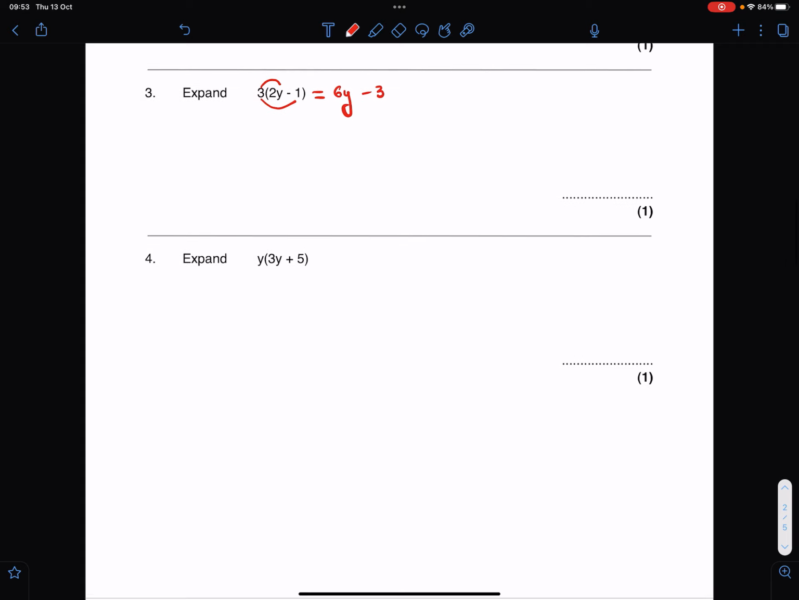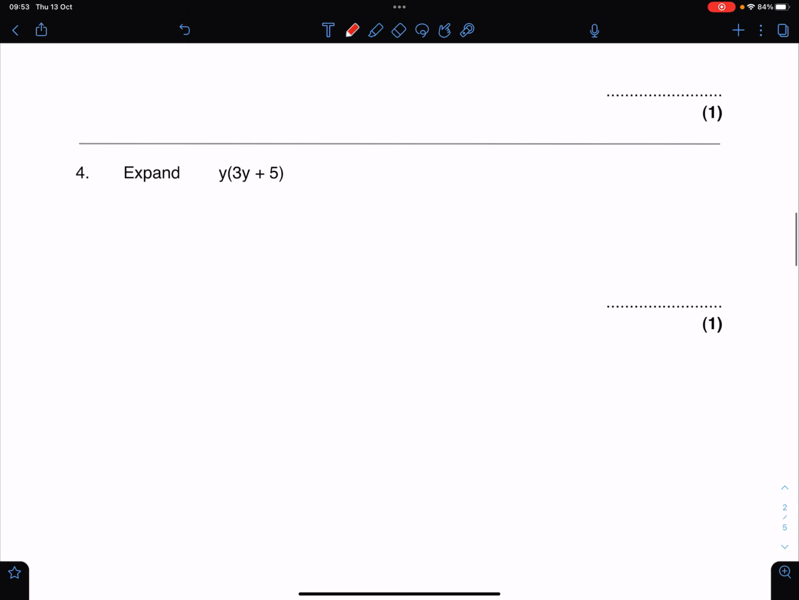So now question 4, okay? On question 4, we have to multiply y by 3y's and y by 5. Can I answer? Yes. So it's going to be 3y squared plus 5y. That's it. Okay? As you can see, so easy. You just multiply and that's it.